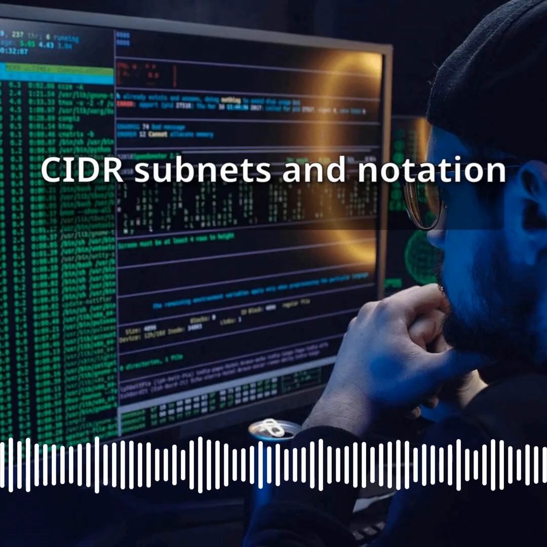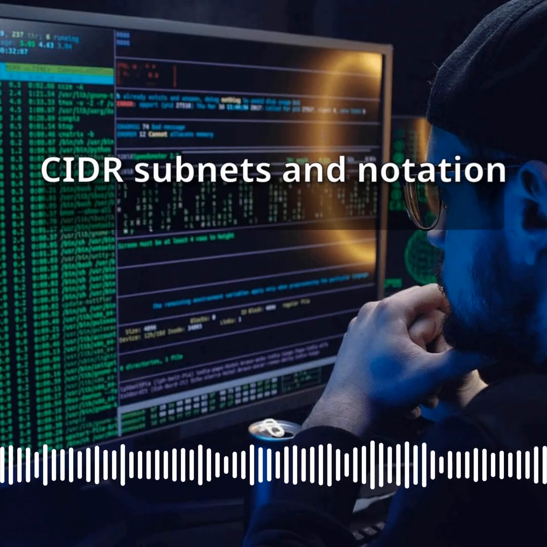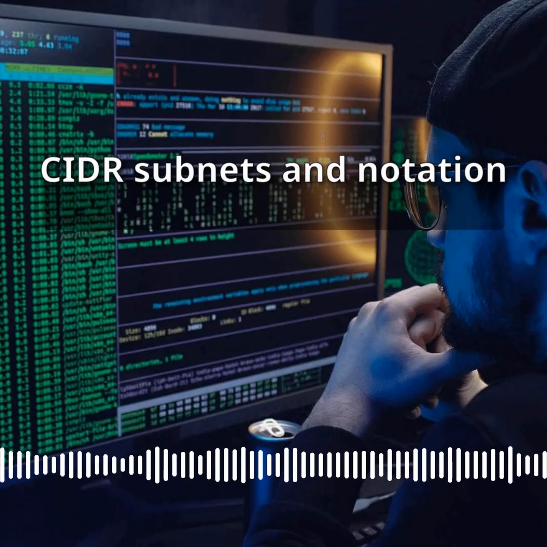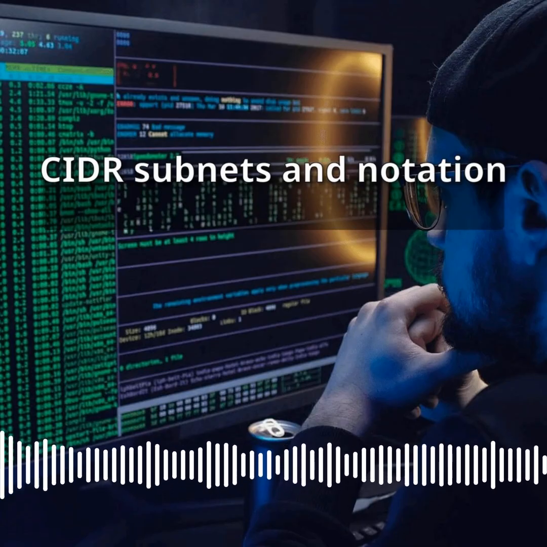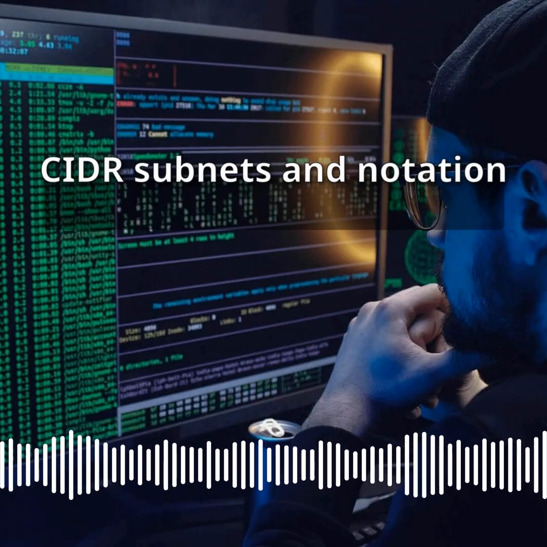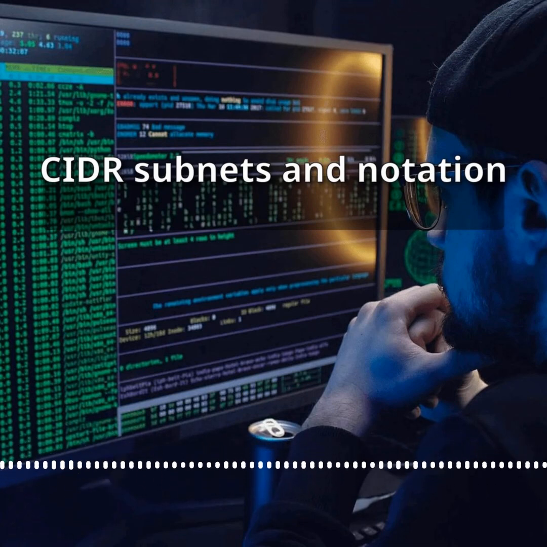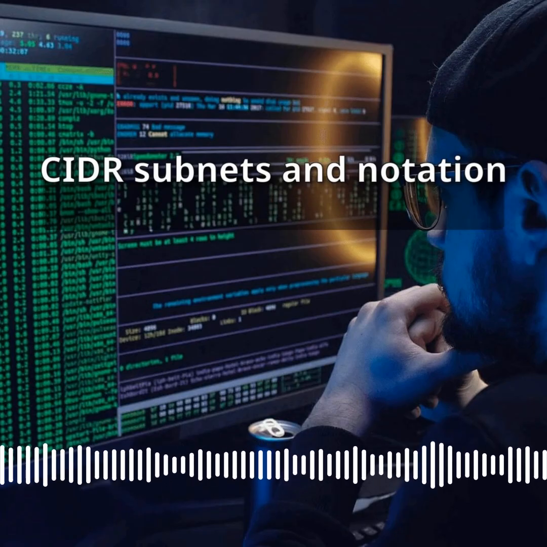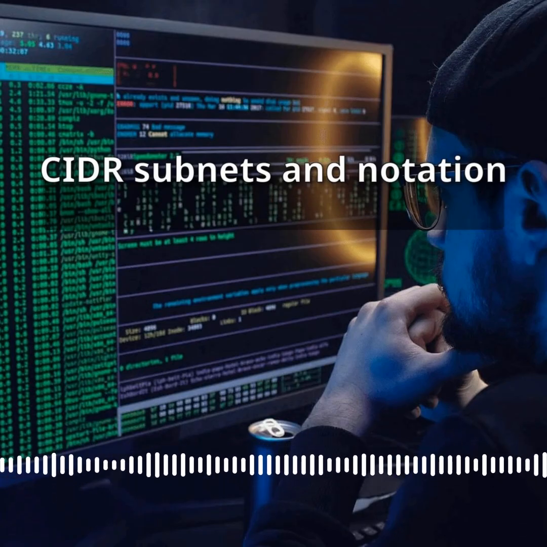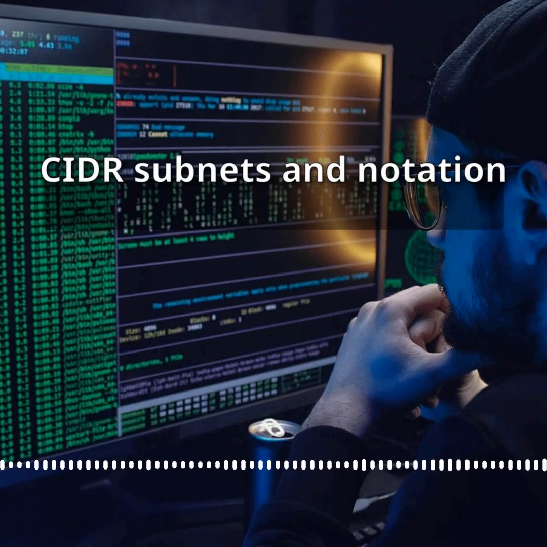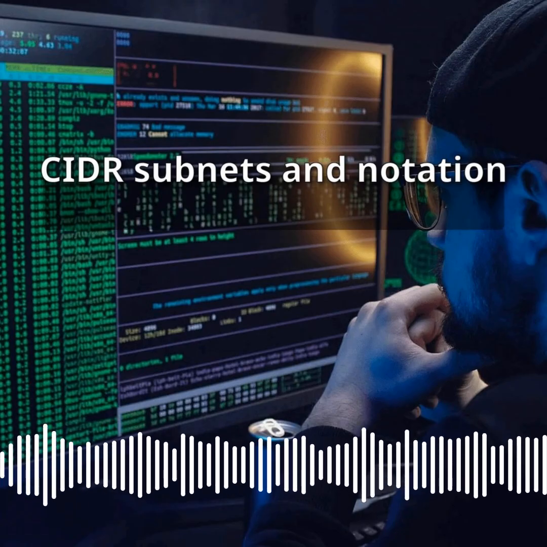So in 192.168.10.0/24, the network address is 192.168.10.0 and the broadcast address is 192.168.10.255. The usable host addresses are 192.168.10.1 through 192.168.10.254, giving 254 usable addresses.